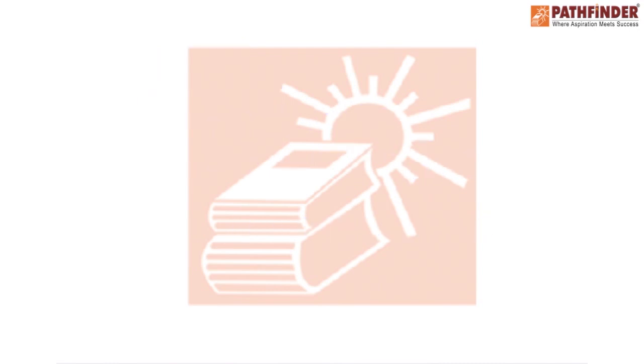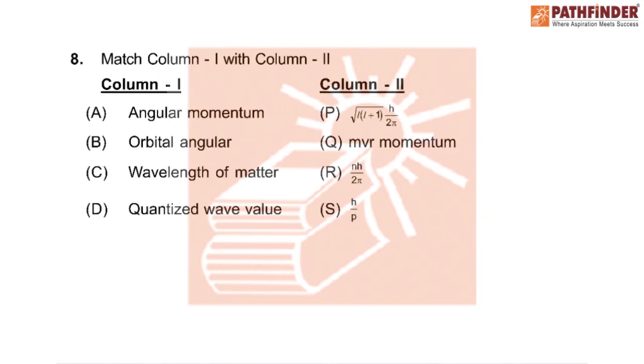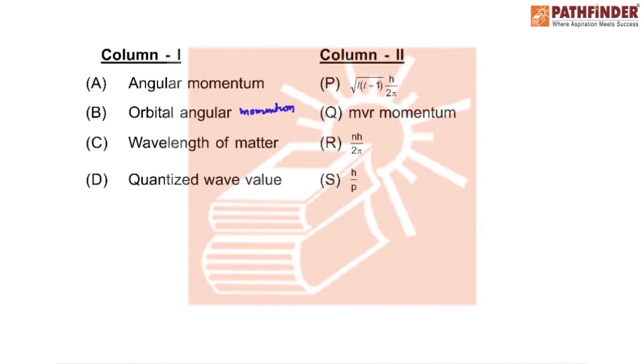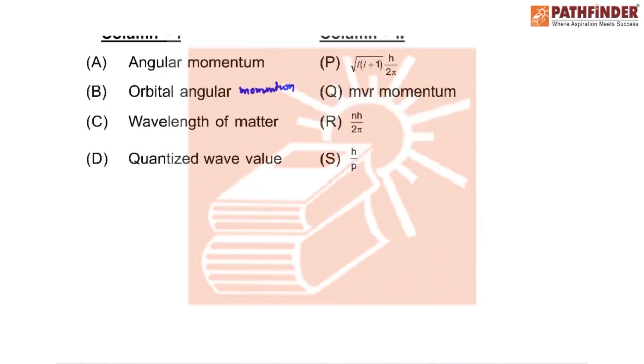So let us have a look at a given problem. In this part, they are asking to match column 1 with column 2. Now see what is given in column 1: angular momentum, orbital angular momentum, wavelength of matter, quantized wave value. So what we can do, as we know, angular momentum according to Bohr's model is equal to mvr equals nh by 2 pi. So the first clue is that A has a match with Q and R.